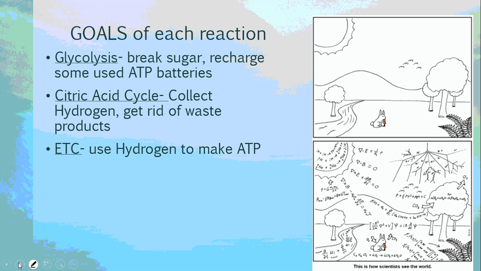The goal of the reactions for glycolysis is to break apart the sugar and recharge some ATP batteries. For the second step, it's to collect hydrogen and get rid of the waste products, specifically the CO2. And the electron transport chain uses hydrogen to make the ATP. This is the big money maker for the energy in this process.